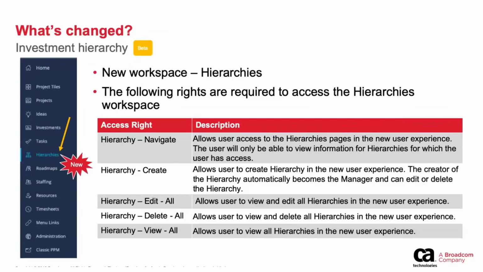So some of the basic stuff I want to cover off on, and we already touched on: there's a new workspace called hierarchies positioned there, and it becomes available should you have that navigate right. So there's a new set of rights or permissions available to access, number one, the hierarchy workspace, and then perform certain activities: create, edit, delete, and view. These are basic permissions that are afforded to other parts of the application, and so these are now a set of specific rights for the hierarchy workspace.